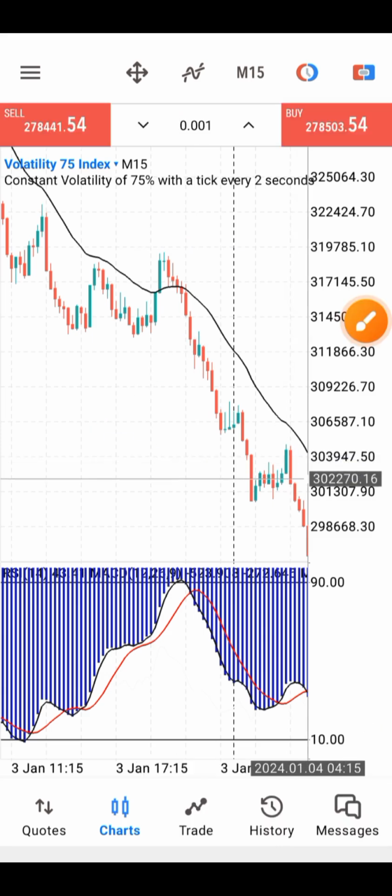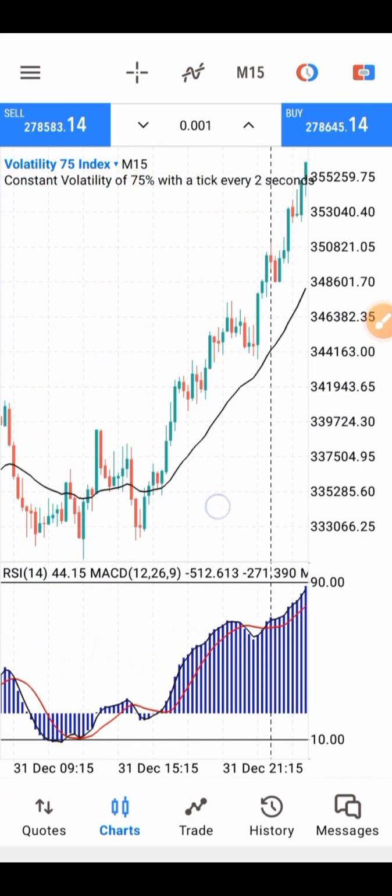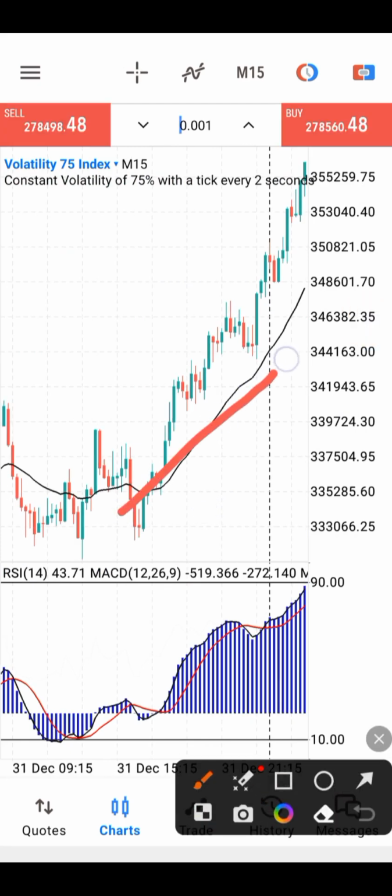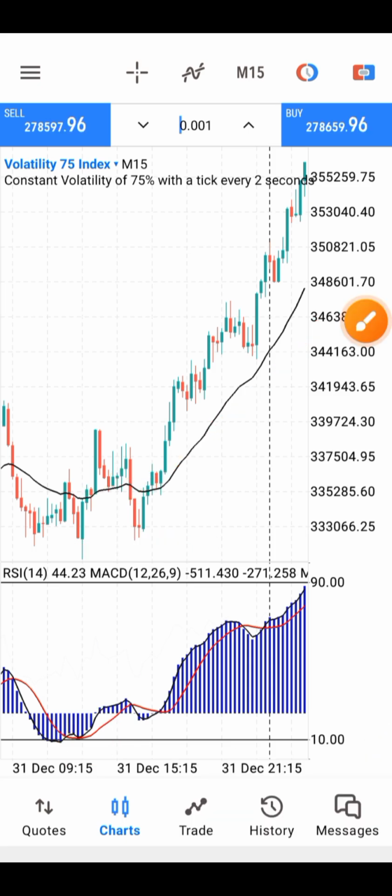So let's look for buy. Let's check the buy example. So here now you can see the market is moving up. Then we see the cross in here. So which means that we have our entry somewhere around there. The stop loss is going to be here, just below the immediate low. You understand? That is all.